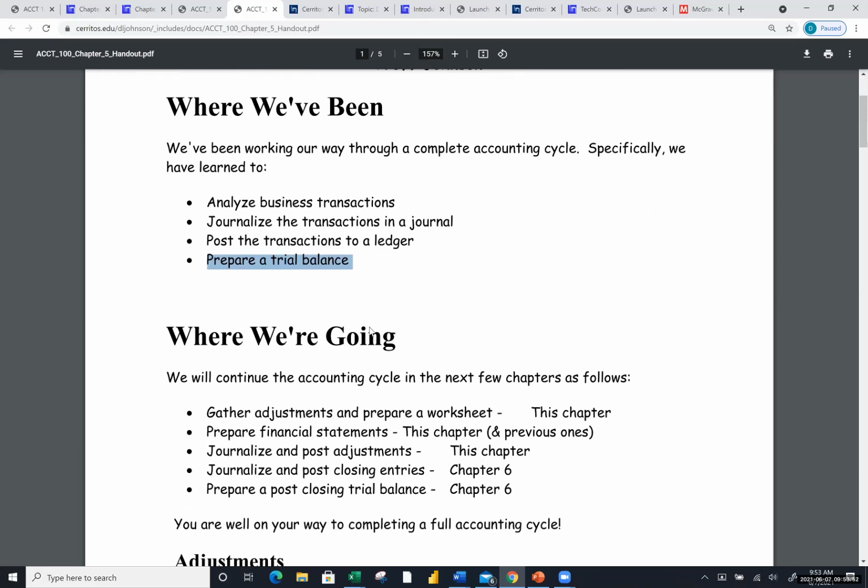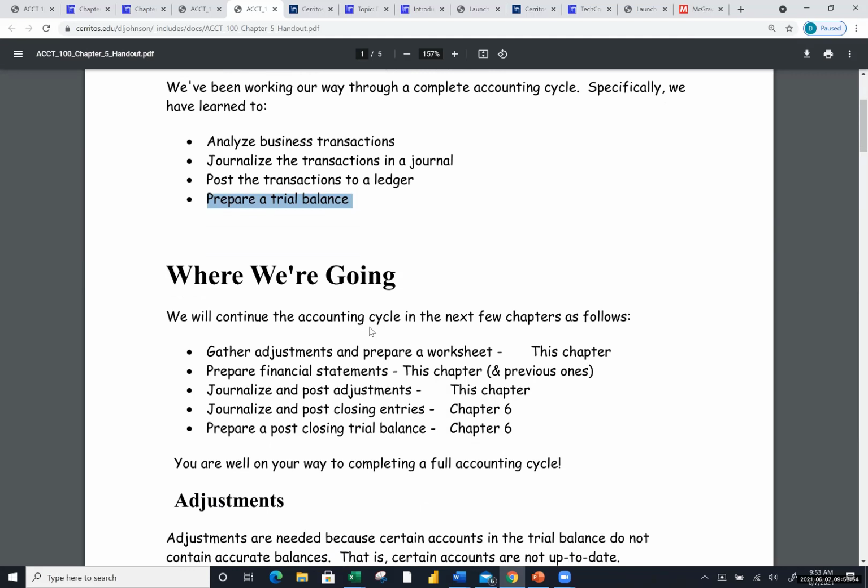So now looking forward, here's where we're going. And by the way, these are steps in the accounting cycle. That first slide that I showed you on that PowerPoint, we're now going to gather adjustments. We'll talk about what an adjustment is momentarily. And we're going to prepare this thing called a worksheet. And this chapter intimidates a lot of students because, and I asked you guys to read it or at least scan it before class, it intimidates a lot of students because it's 10 columns long.